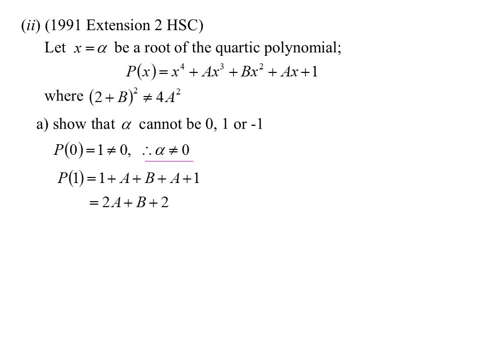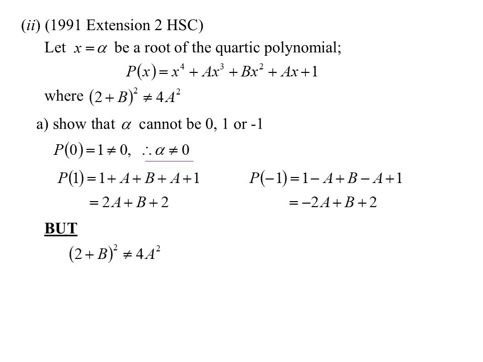But if I substitute in 1, I don't get 0, I get 2a plus b plus 2. Okay. If I substitute negative 1 in, again I don't get 0, I get minus 2a plus b plus 2. But this is where the other piece of information comes in handy.